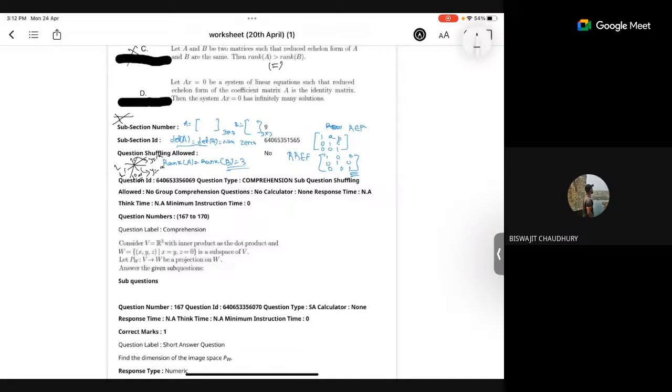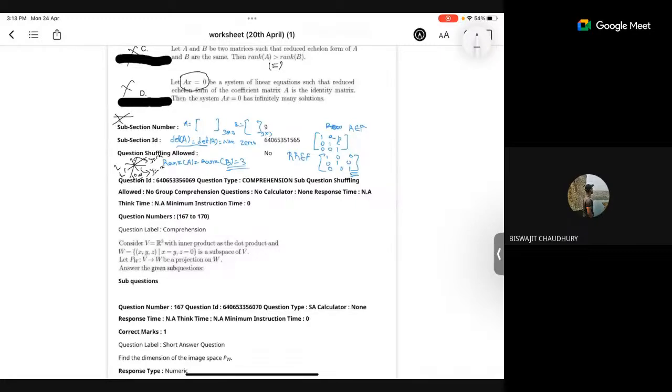Let Ax equal to 0 be a system of linear equations such that the reduced echelon form of the coefficient matrix A is the identity matrix. So it's false. Let me explain this. Ax equal to 0 is a homogeneous system of linear equations, right? So that the reduced echelon form of the coefficient matrix A.